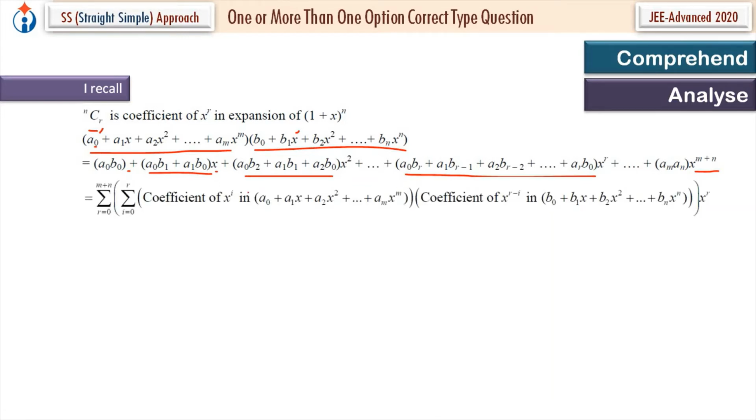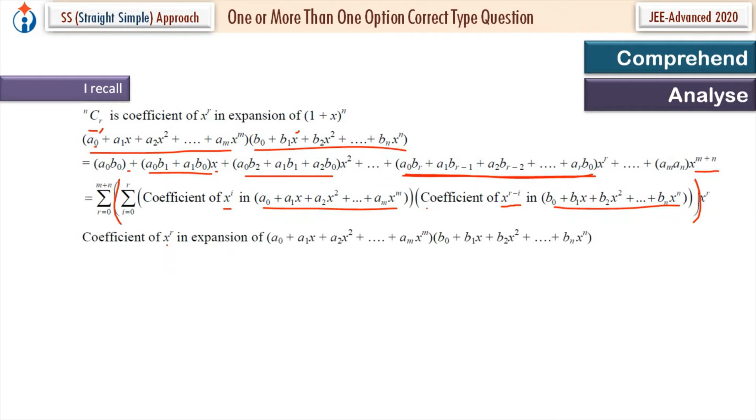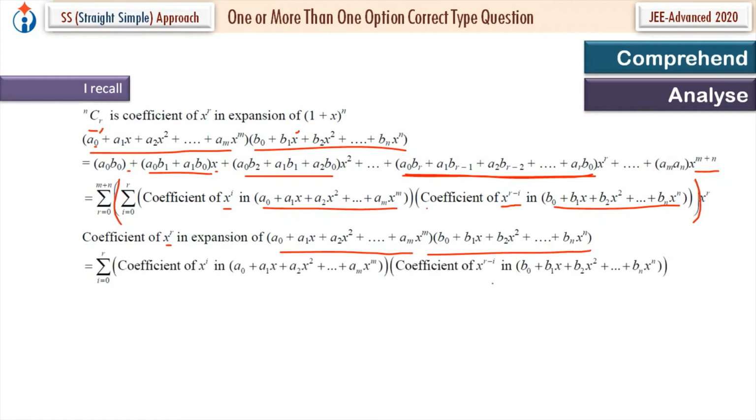Now I can summarize it in the form of a summation. The coefficient of x to the power r is the coefficient of x to the power i in the first polynomial multiplied by the coefficient of x to the power r minus i in the second polynomial, and then you add all such possible terms, so i is from 0 to r. So I recall this: the coefficient of x to the power r in the expansion of this multiplied by this is this part.